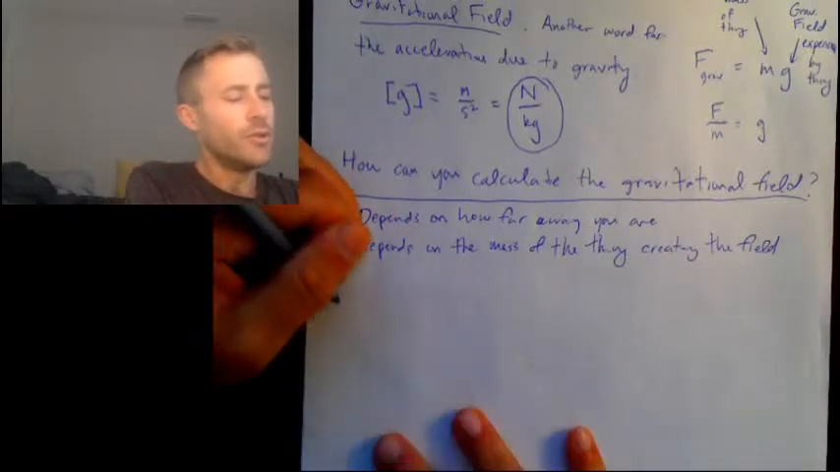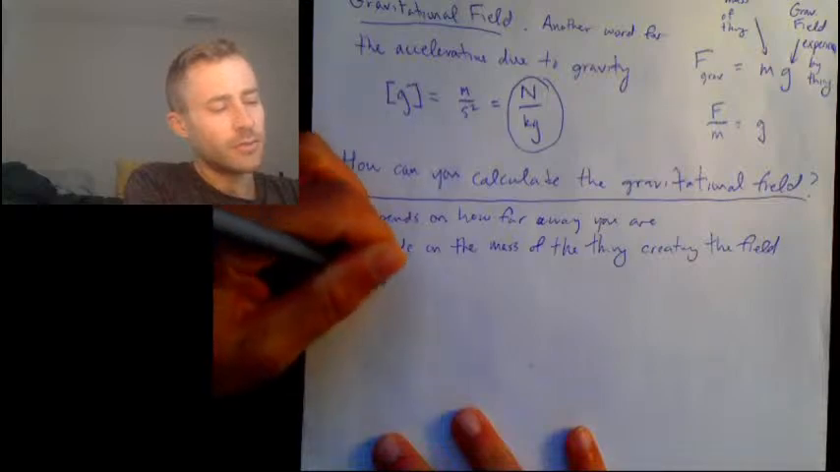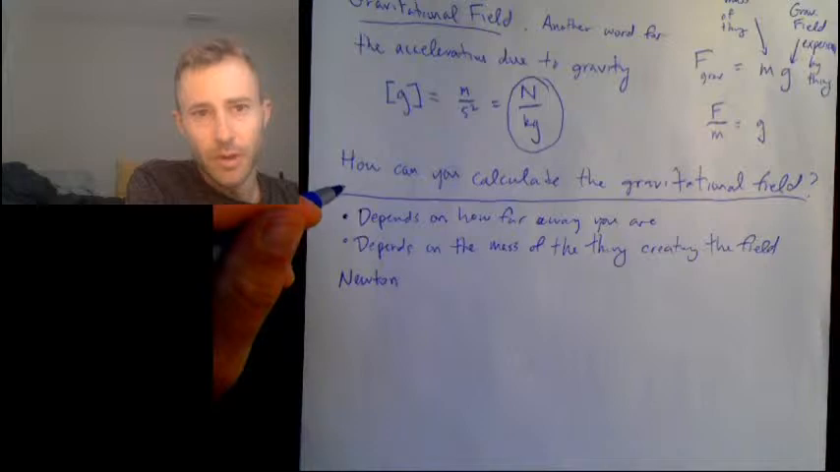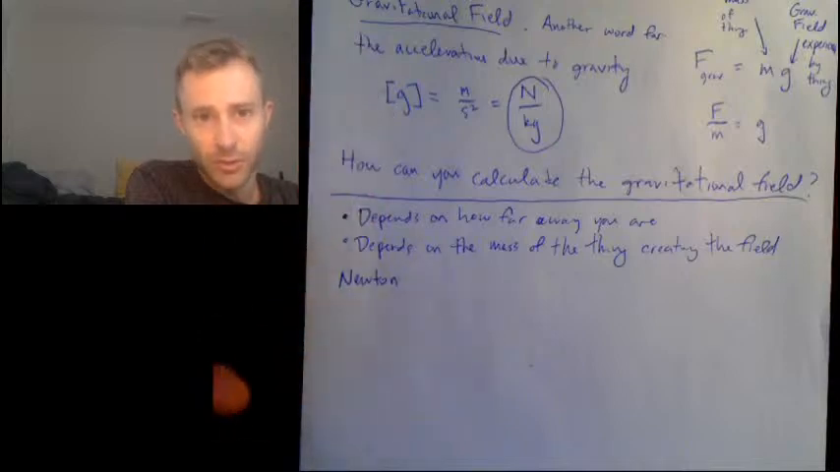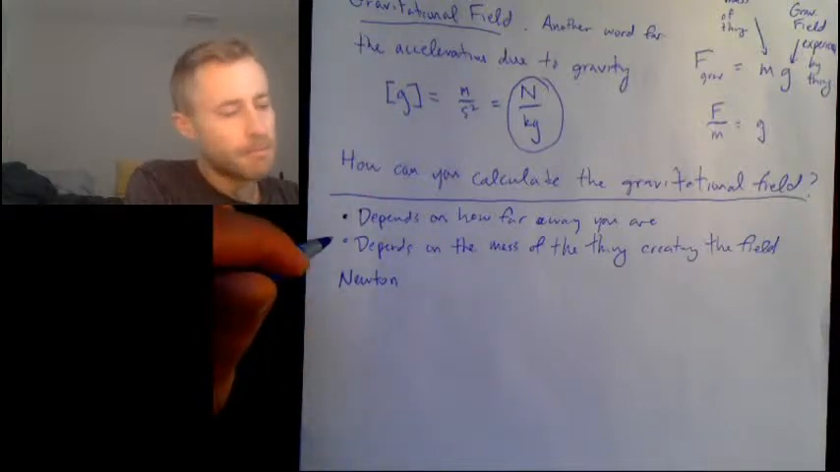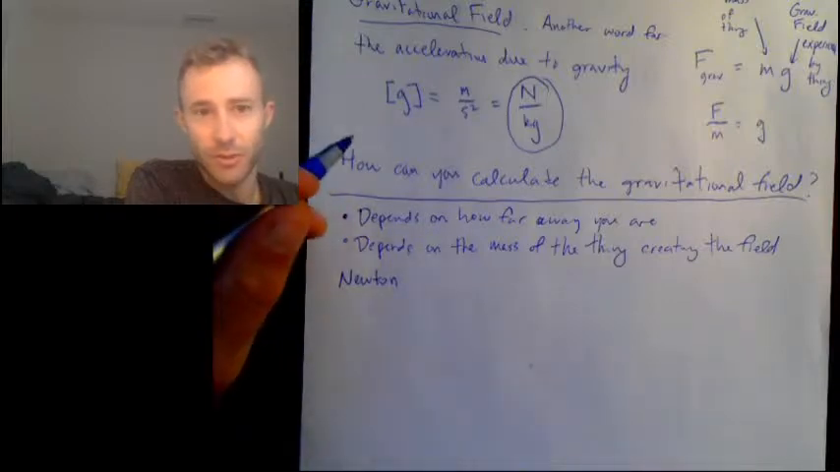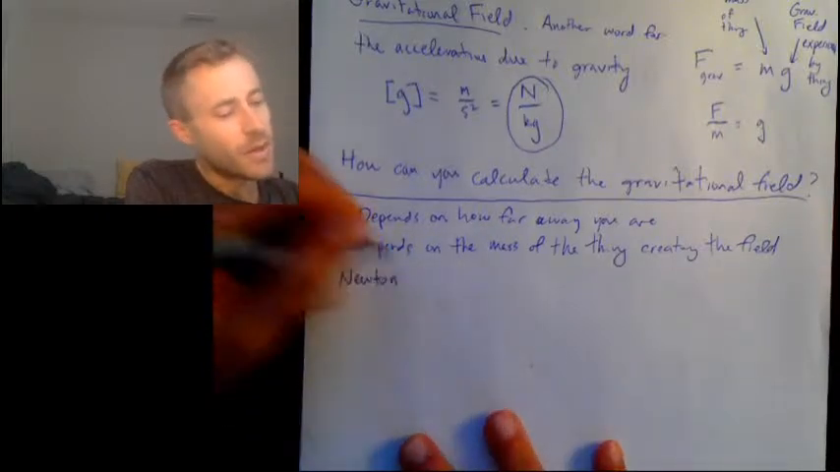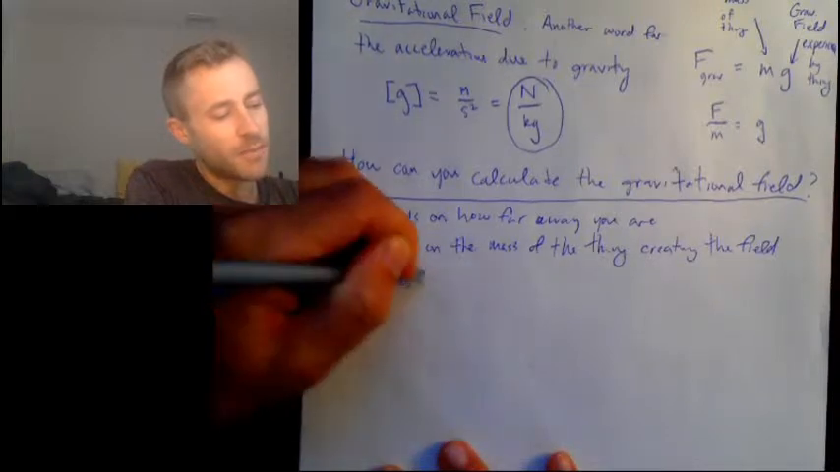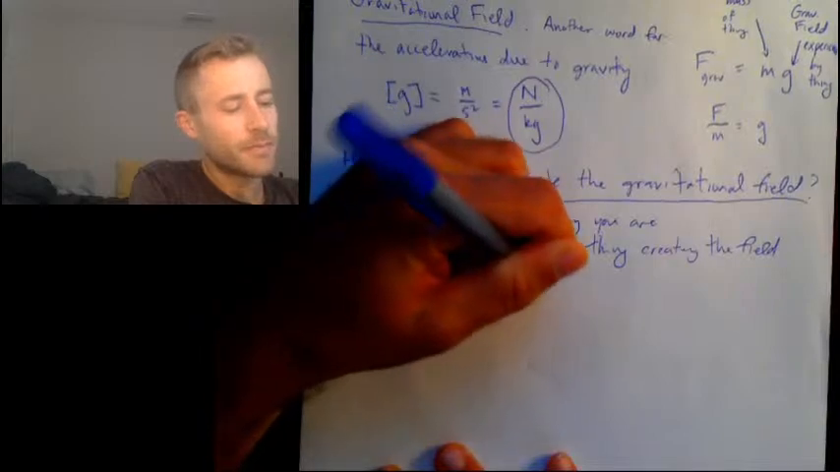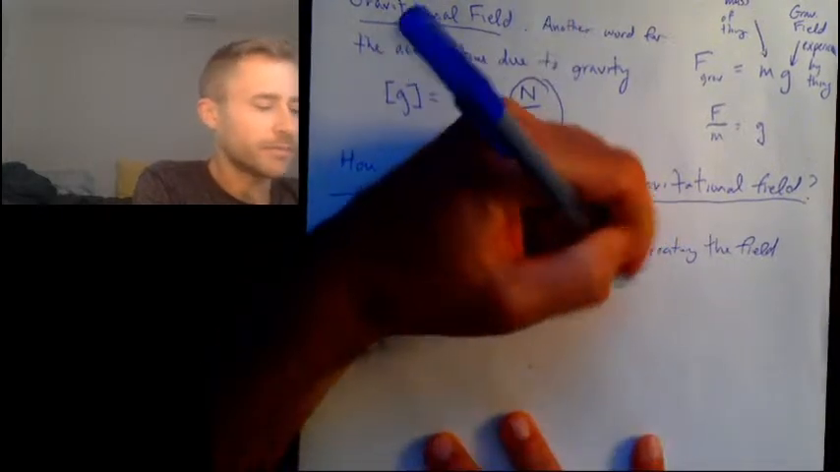So Isaac Newton, in addition to coming up with his laws of motion, also figured out the formula for gravity. Okay. And this formula is still used today for calculations by NASA. It's a really useful formula. Okay, so it's called Newton's law of universal gravitation.